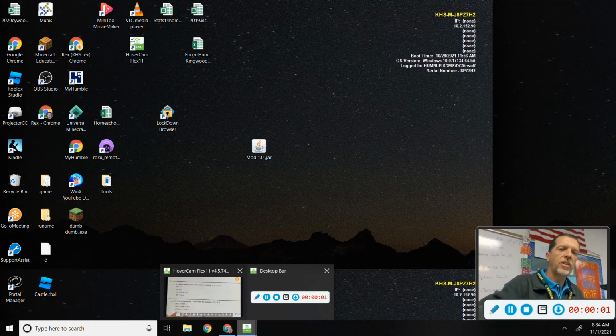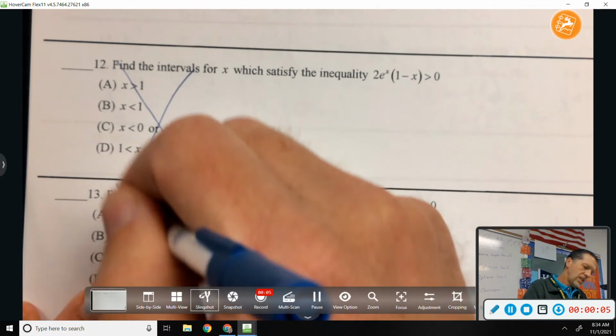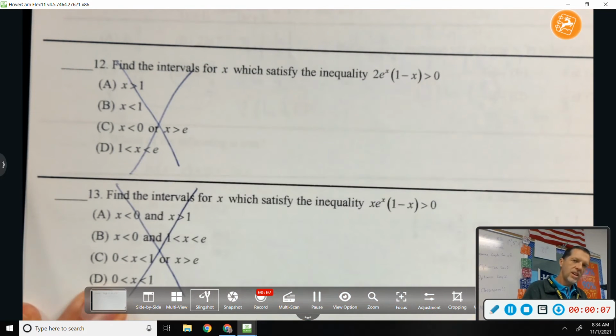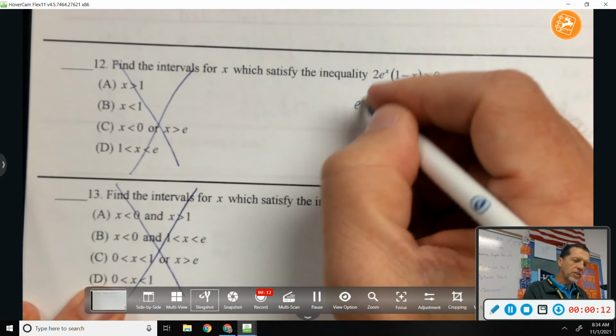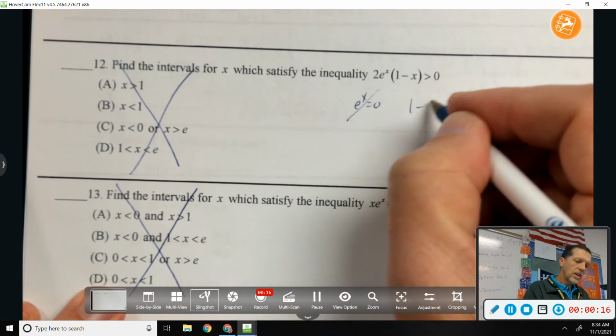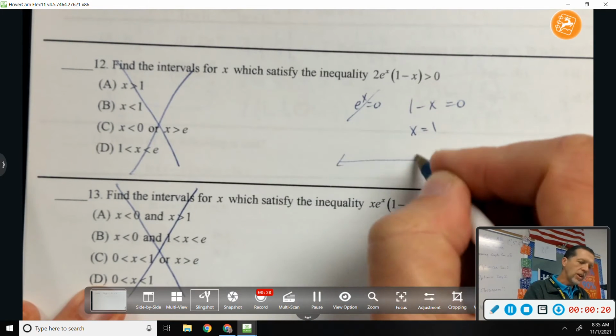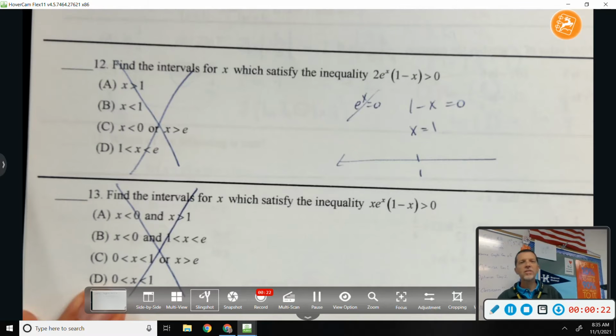On worksheet 5, omit 12 and 13. Well, we're omitting it. I mean, they're not bad. You set each piece equal to 0. That doesn't really work. But we're omitting it. It's just execution. And then you just test whether it's greater than. And then you set up a number line and test positive, negative.